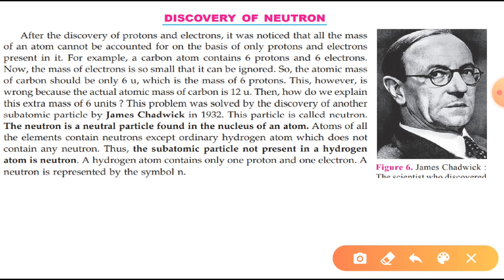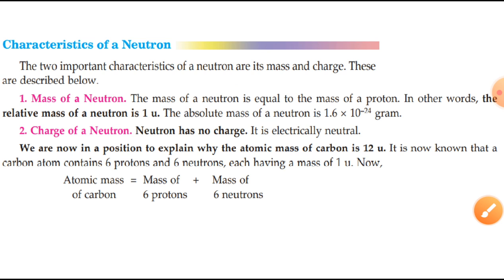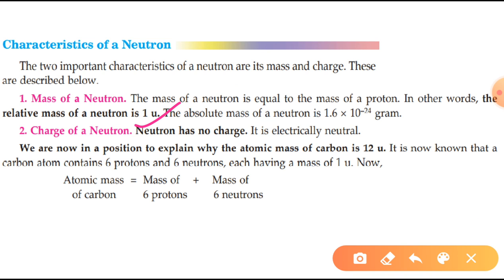This particle, as I told you, is called the neutron, and it's neutral in nature. It has only mass. So a hydrogen atom does not have any neutron, because hydrogen has one electron and one proton. Now students, let's see the characteristics shown by neutron. First of all, mass. As I told you, the masses of neutron and proton are almost the same, so the relative mass of neutron is 1 u. And what about charge? The charge of neutron is nothing. Neutron has no charge.